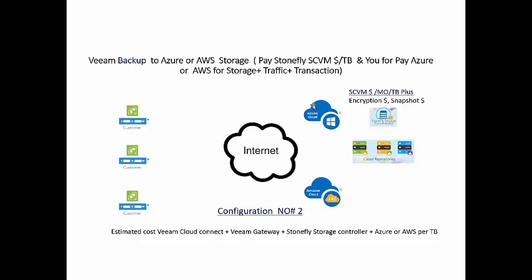So either you go that way and you pay for that storage plus the traffic, and then you just get a license to enable you to connect Veeam Cloud Connect to that blob storage or S3 storage. And then you pay per terabyte, just the license fee.